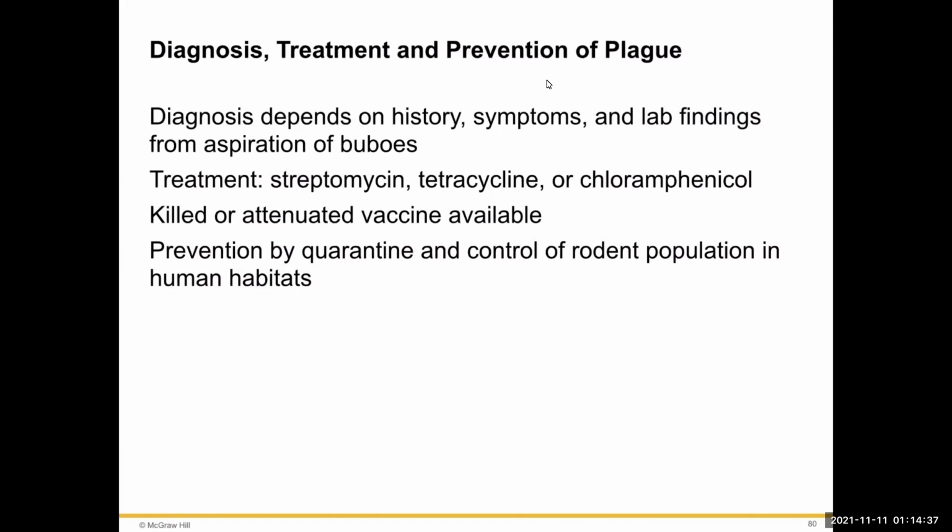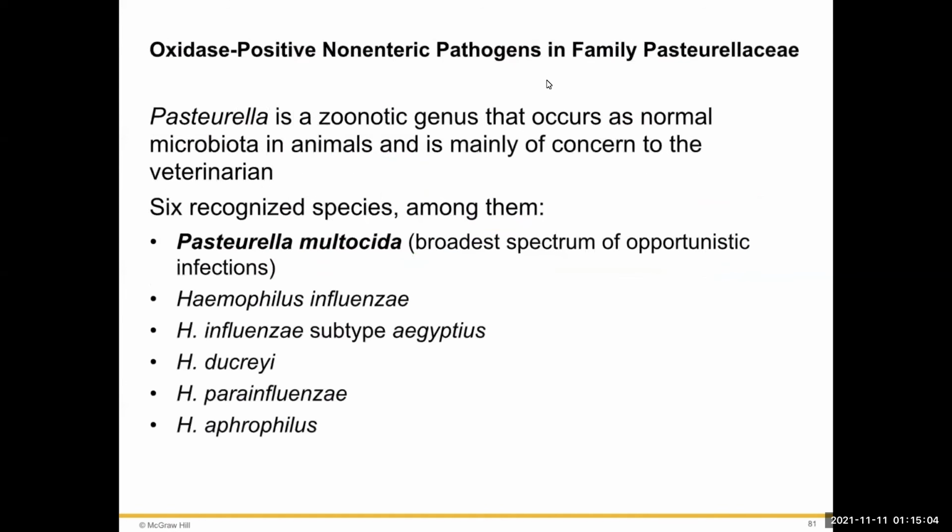Diagnosis, treatment, and prevention. Diagnosis depends on history, symptoms, and lab findings from aspiration of buboes. Okay, you aspirate the lymph nodes. Treatment: streptomycin, tetracycline, or chloramphenicol. Killed or attenuated vaccines are available. We have vaccines for the plague. Prevention by quarantine, control of your rodent population in human habitat. Where humans are, we control our rodent population.